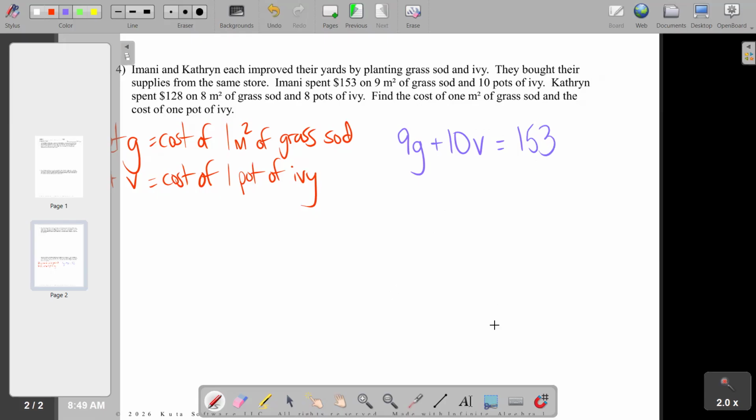Perfect. And now we need to go round two. We need to write one for Catherine. What's hers going to be? So 8 units of grass plus 8 pots of ivy and a total of 128 bones. Step two in the books.